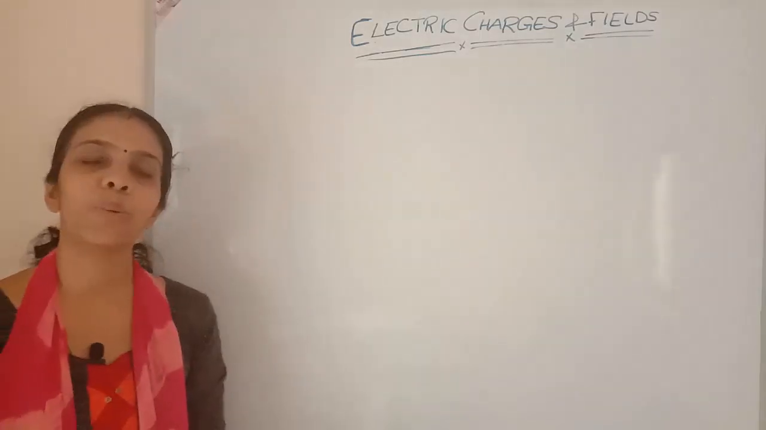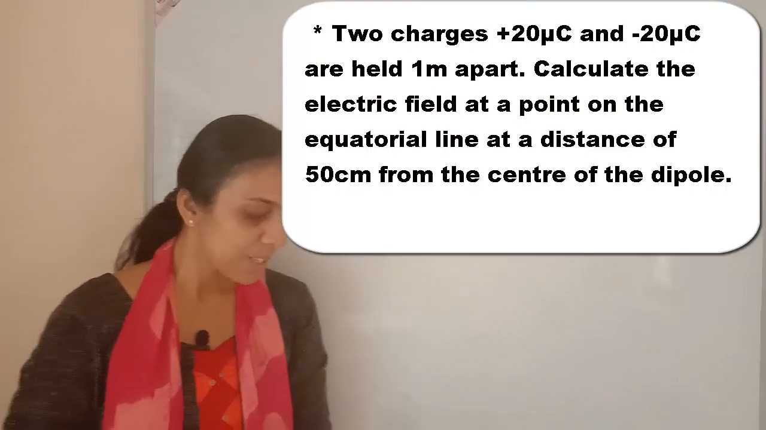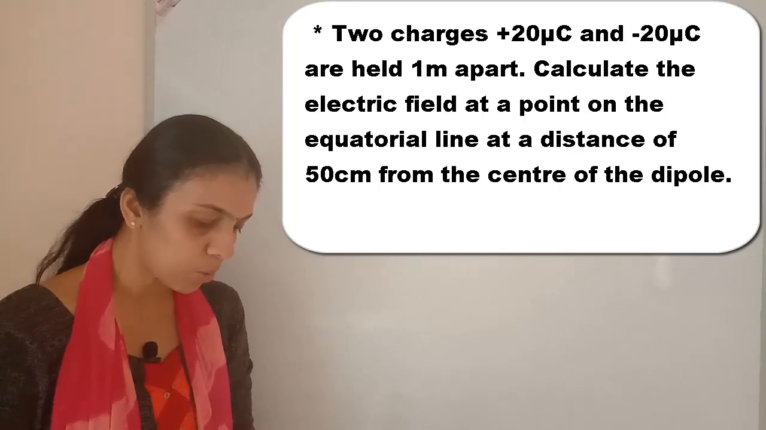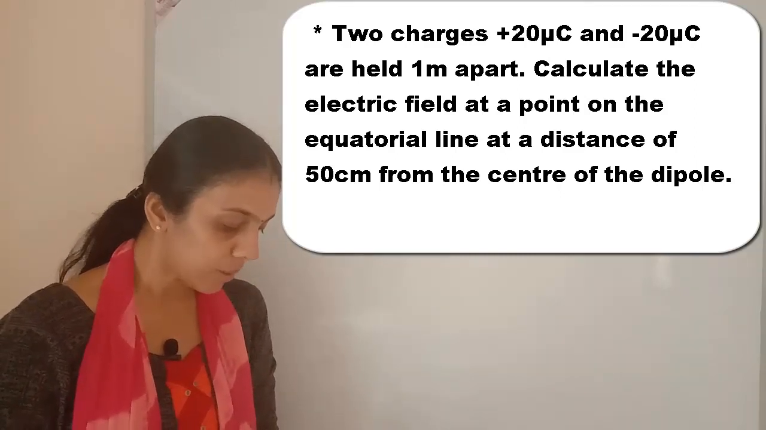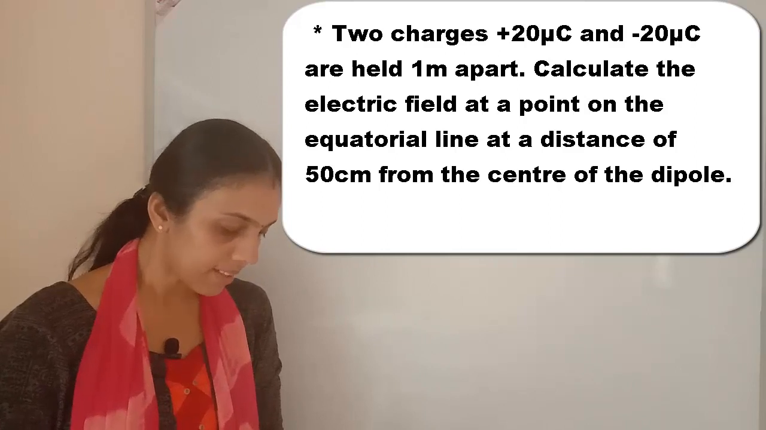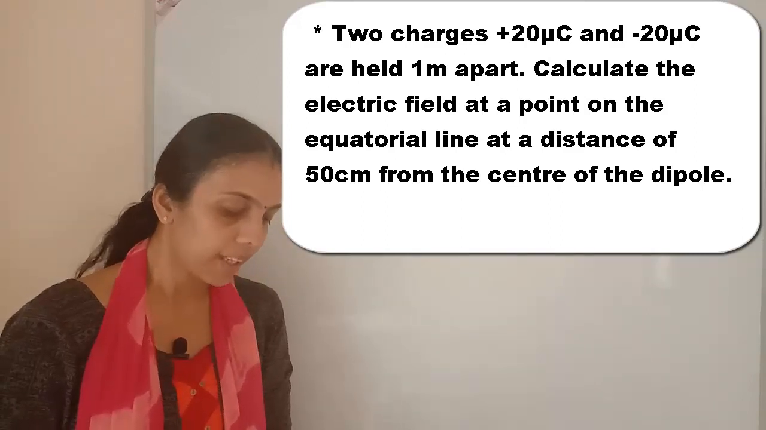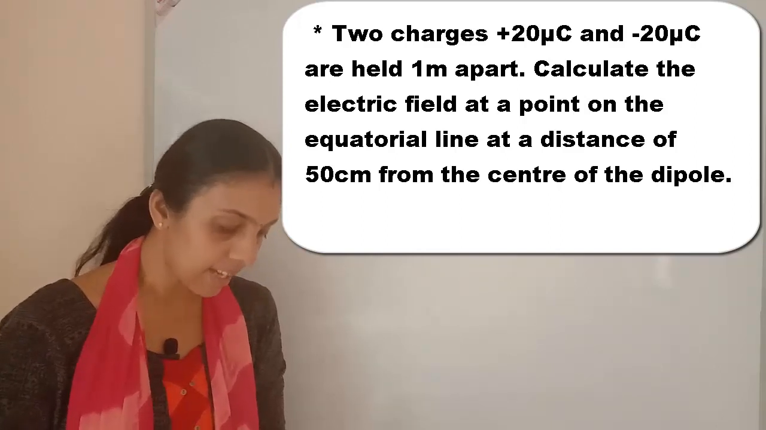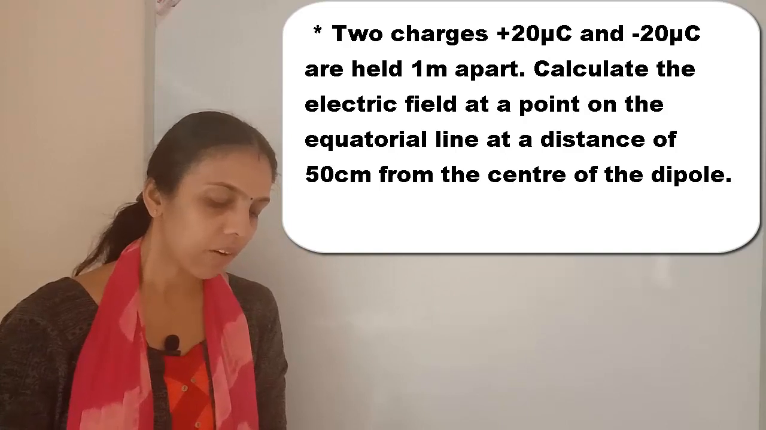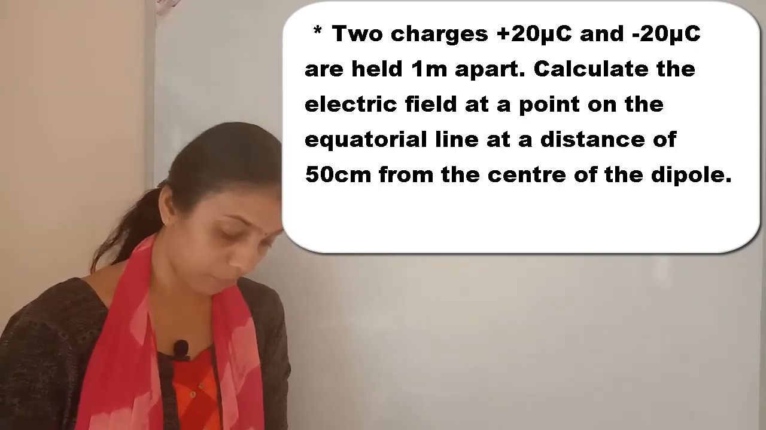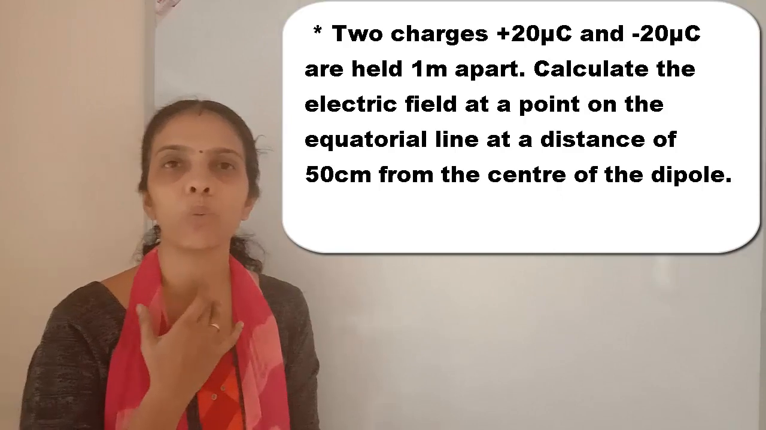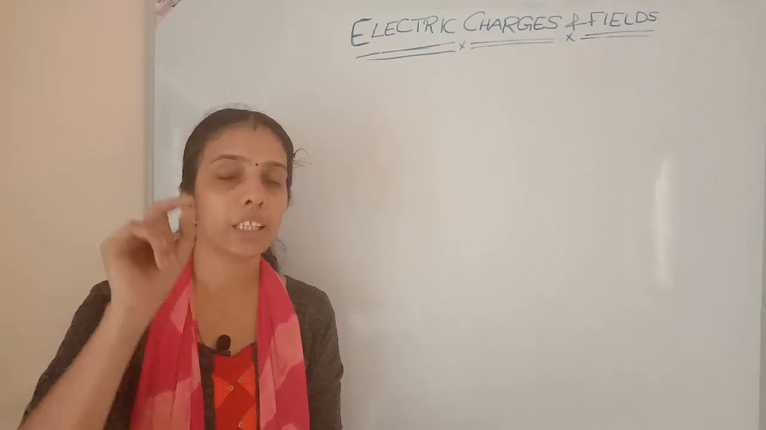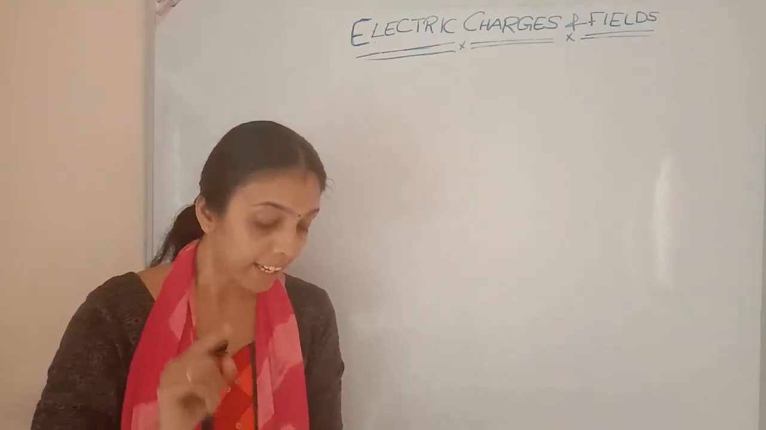Okay, so shall we do some numericals today? The first question is: two charges, plus 20 microcoulomb and minus 20 microcoulomb, are held 1 centimeter apart. Calculate the electric field at a point on the equatorial line at a distance of 50 centimeter from the center of the dipole. Here we know the formula to find the electric field of a dipole if we are considering a point on the equatorial line.